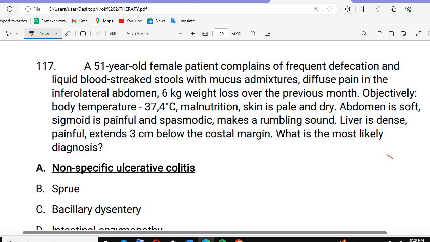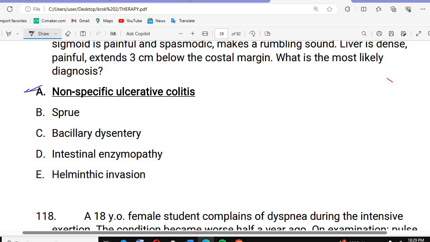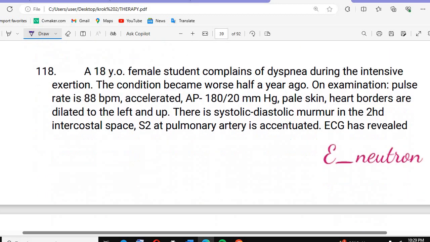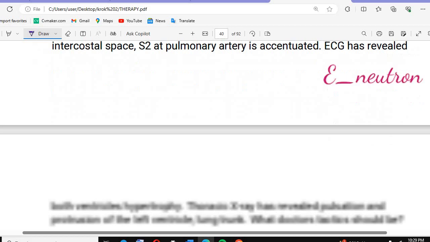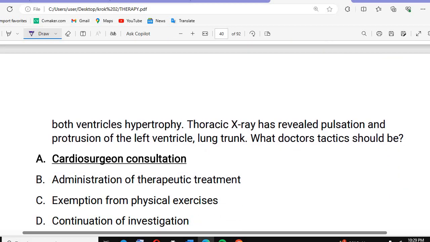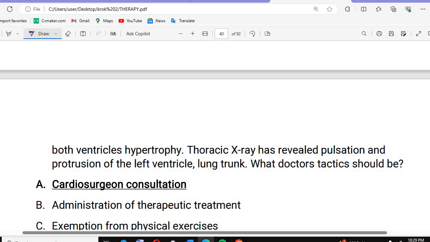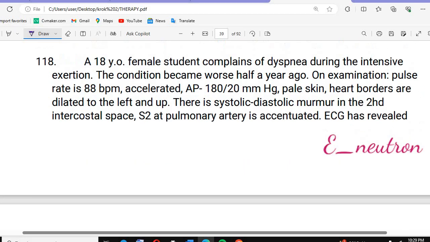Again the same questions. Sigmoid is painful, there is weight loss, defecation is liquid with blood-stained stools. Ulcerative colitis. See, this is celiac disease. ECG has revealed hypertrophy of both ventricles. Look, this question is simple. What should the doctor's tactics be?